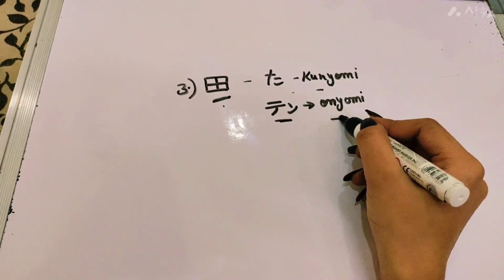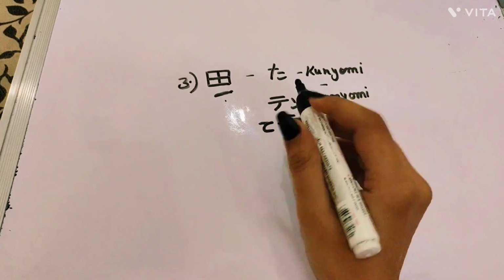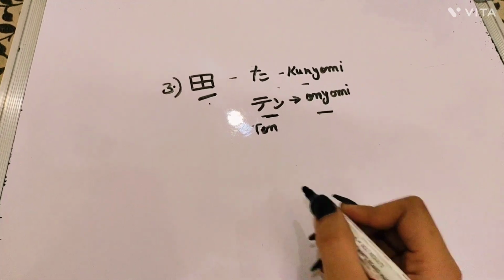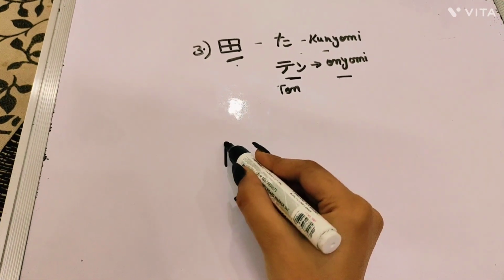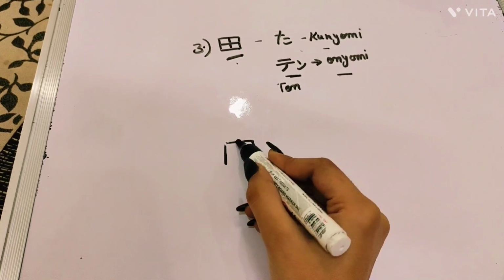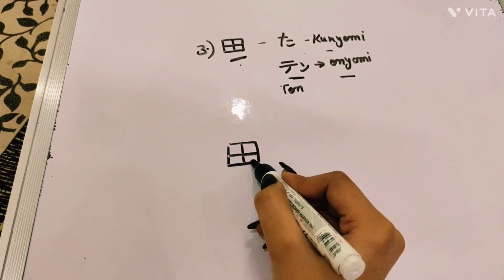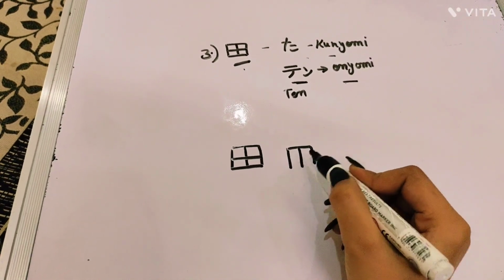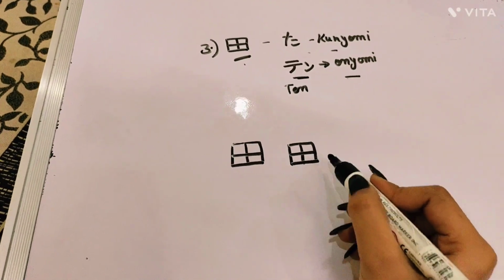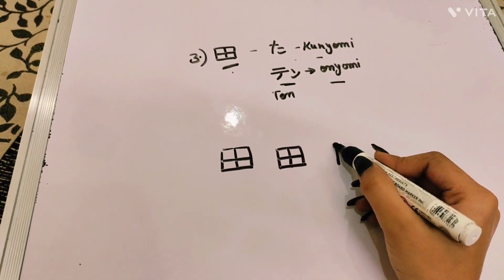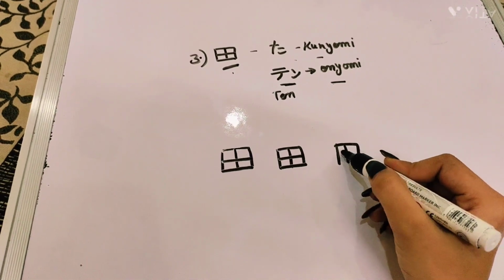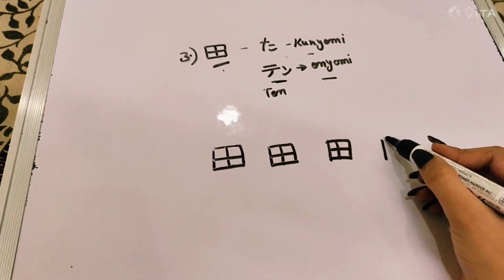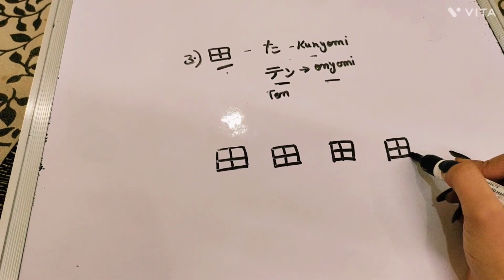And the onyomi is ten. It's not 10, it's ten. Now, Minnasan, let's draw with me. Ichi, ni, san, yon, go. It has 5 strokes. Again, ichi, ni, san, yon, go.